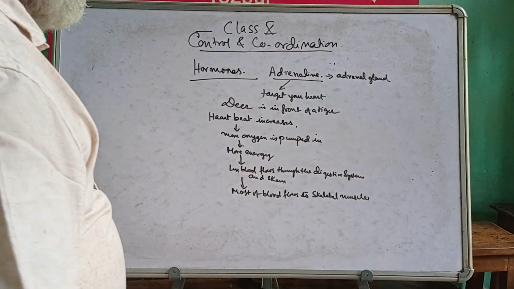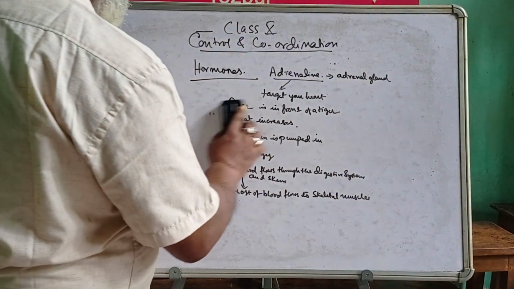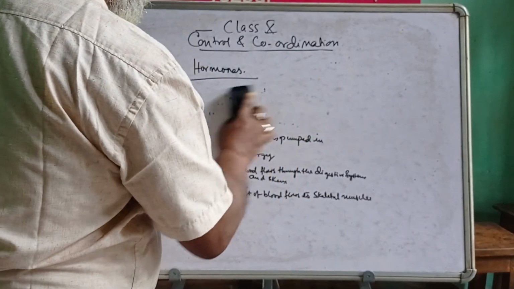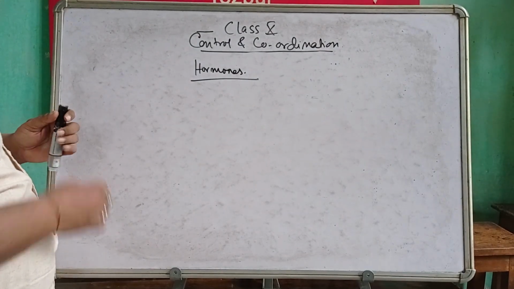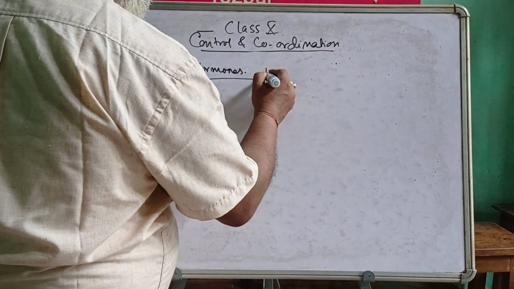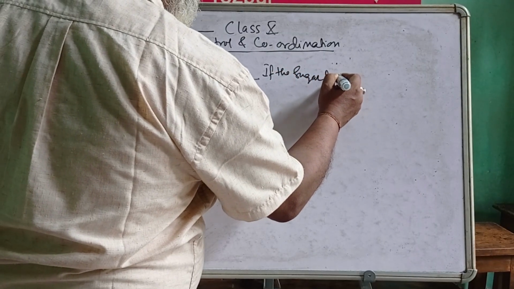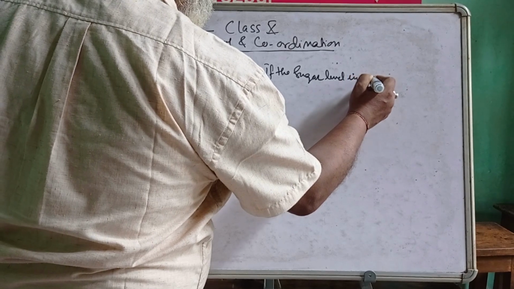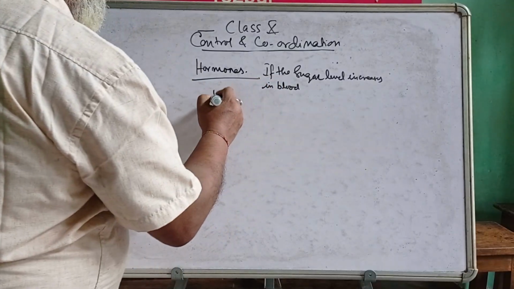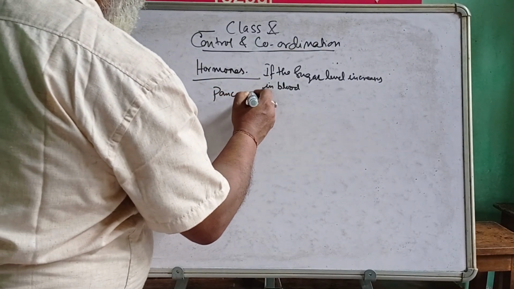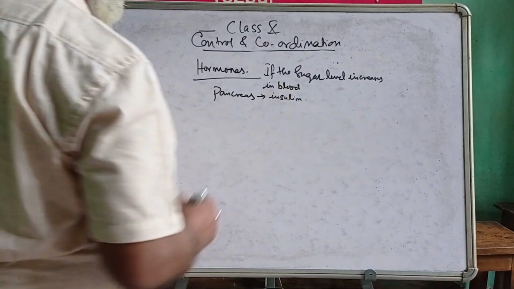So there are also other types of hormones which are secreted in our body. Now another example: if the sugar level increases in our blood, then the pancreas immediately secretes insulin to balance the sugar level.